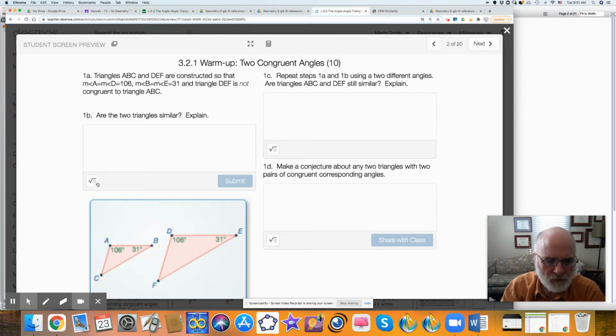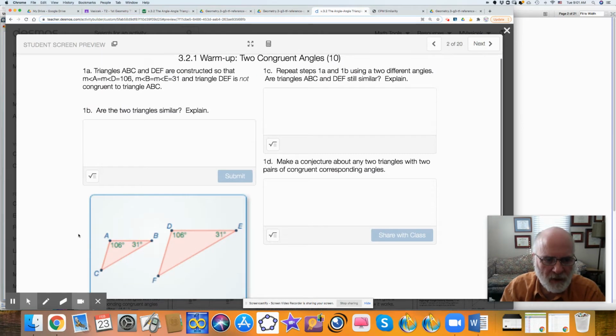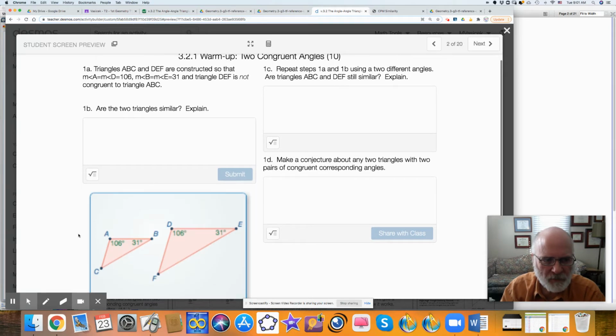Here we have two triangles, ABC and DEF. They both have a 106 degree angle and a 31 degree angle, and they're not congruent. They're not the same size. Are they similar? Can you explain? And what if you had two other triangles with different angles? The idea was to make a conjecture about them, and the conjecture would be, I think that two triangles will be similar if they have two corresponding congruent angles.